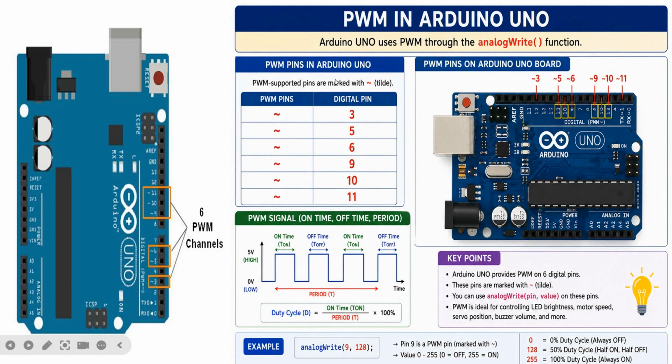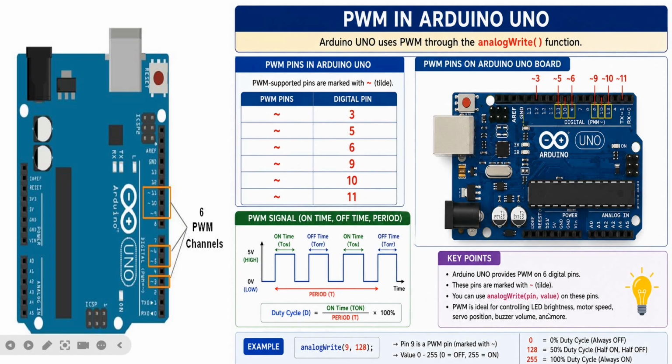Now here these are the PWM pins. As we have seen in the previous video, these digital pins are used as PWM pins, which are indicated by this tilde sign. Arduino UNO provides PWM on 6 digital pins and these pins are marked with a tilde. So you need to use the analogWrite command whenever you are using these digital pins.